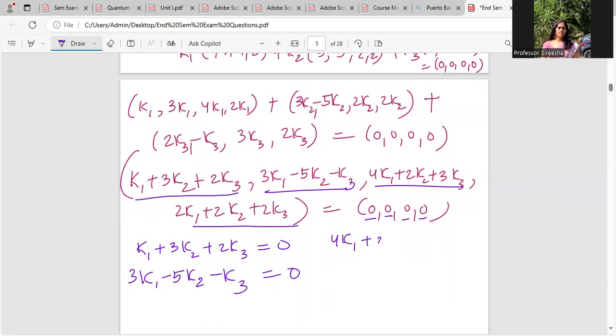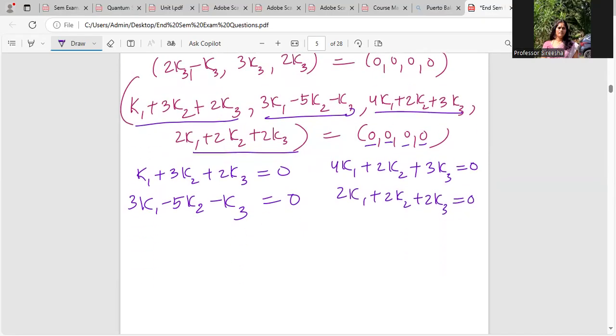4K1 plus 2K2 plus 3K3 is equal to 0. 2K1 plus 2K2 plus 2K3 is equal to 0. 4 equations and 4 unknowns. Again, the best way to solve them is to reduce them to echelon form. Since it is a homogeneous system, I just need to find the rank of the coefficient matrix.